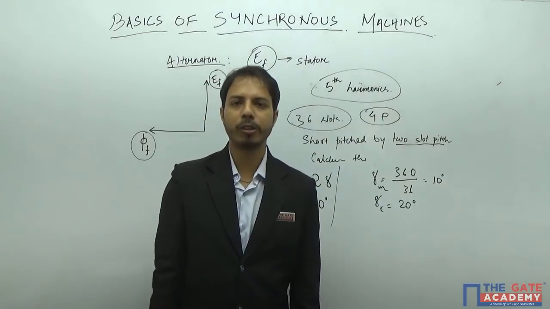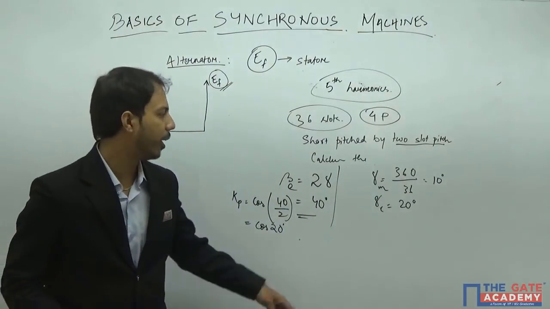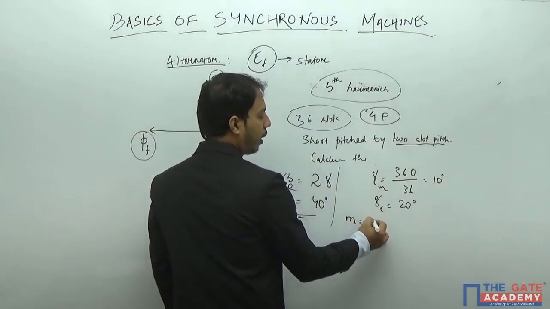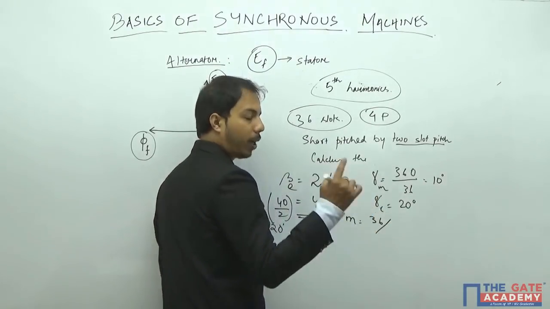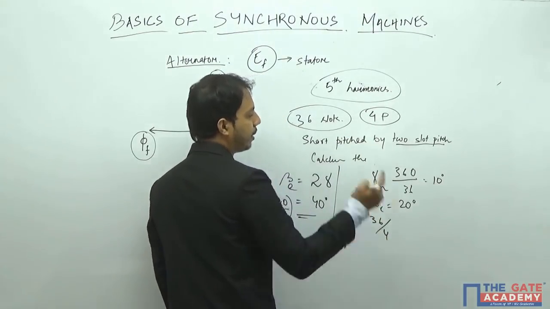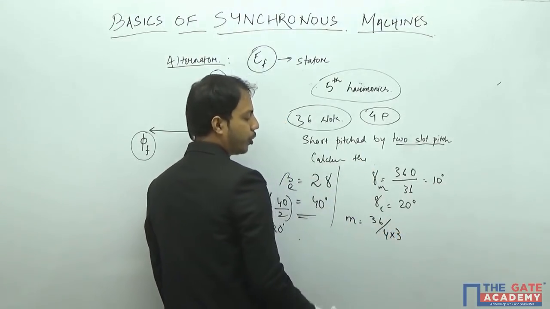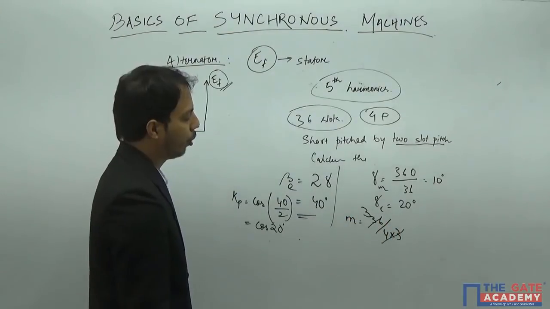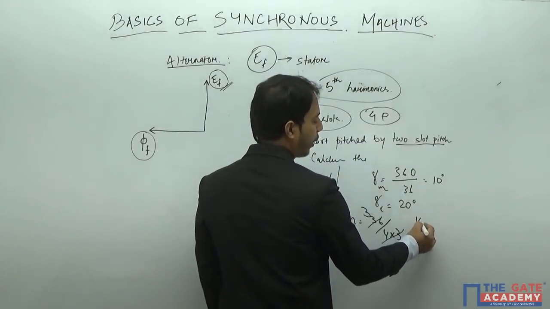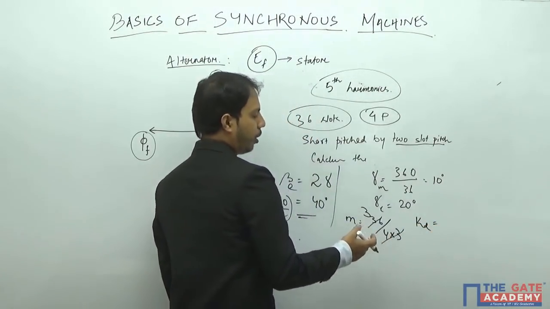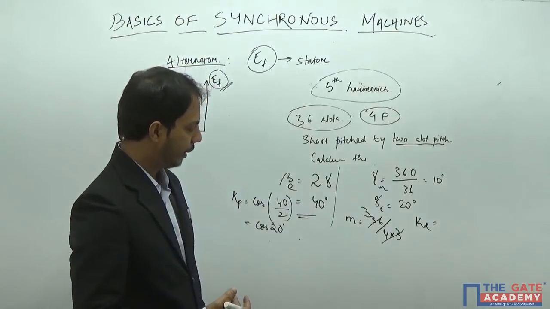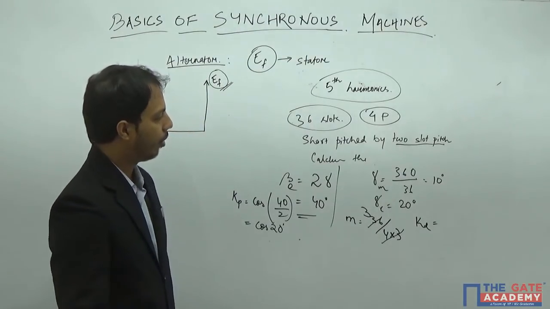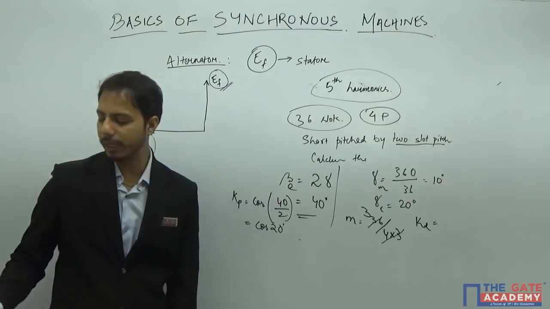This is how we can find out Kp, and we can find Kd also, because we have gamma. M we can also find out. M is the number of slots per pole per phase. Number of poles is 4, and this is a 3-phase connection. So 4 into 3 is 12, and 12 times 3 is 36. If M is known, similarly we can find Kd, which will be sine of 60 by 2, that is sine of 30, divided by 3 sine of 10. So that way we can find Kd and Kp.